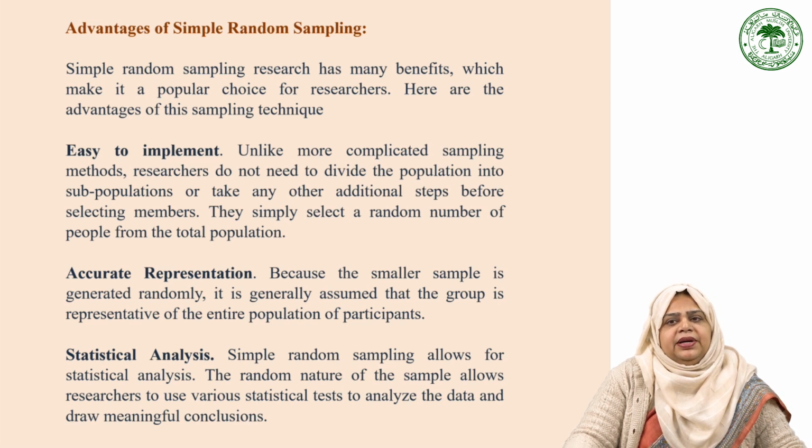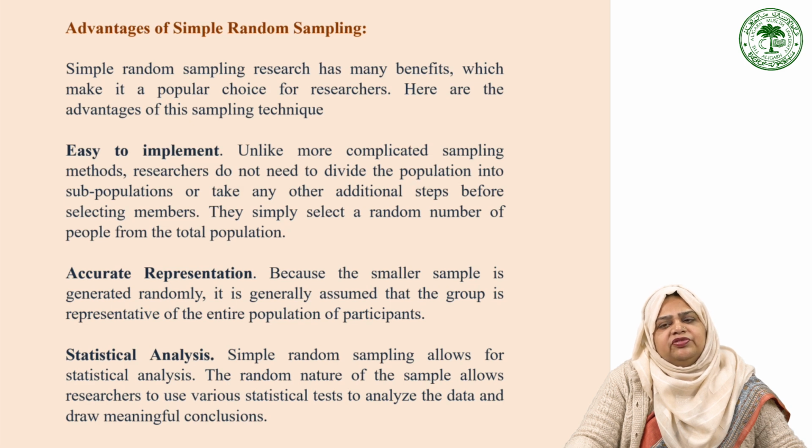Simple random sampling is a method that allows researchers to select a sample from a larger population in a completely random and unbiased manner. This technique has numerous advantages, making it a popular choice among researchers. The first advantage of simple random sampling is that it is easy to implement and does not require extensive resources or complex procedures. Random sampling involves selecting a group of individuals from the entire population in a way that ensures that each person has an equal chance of being chosen.